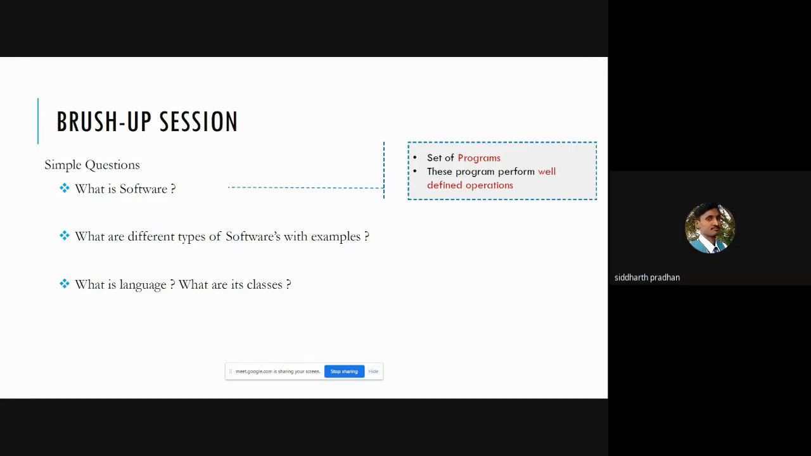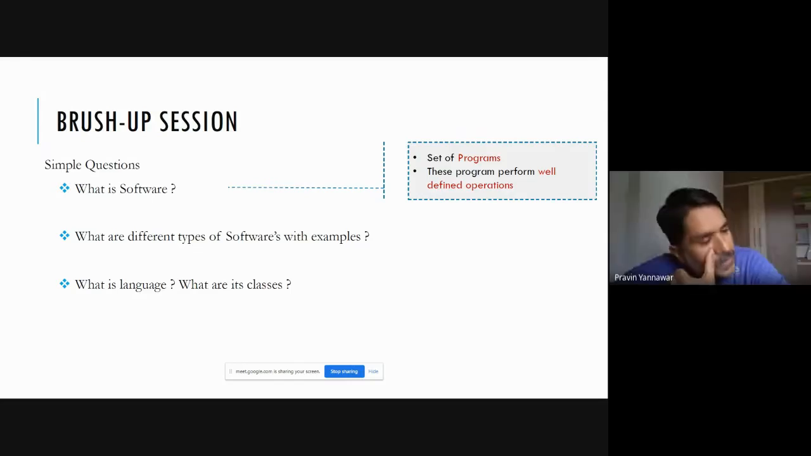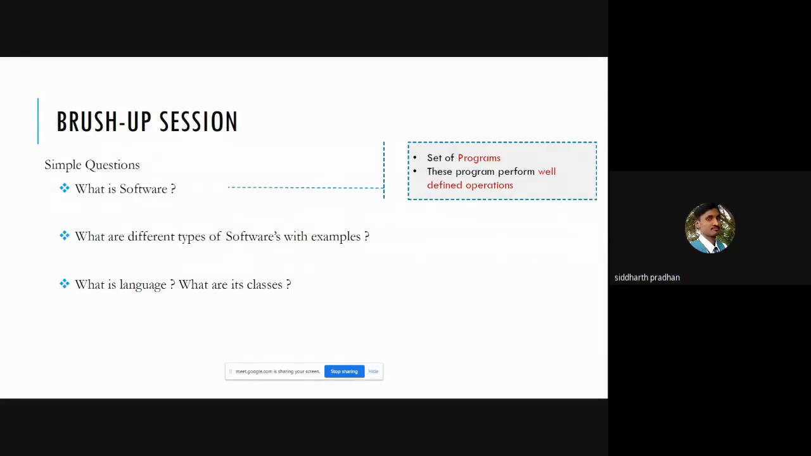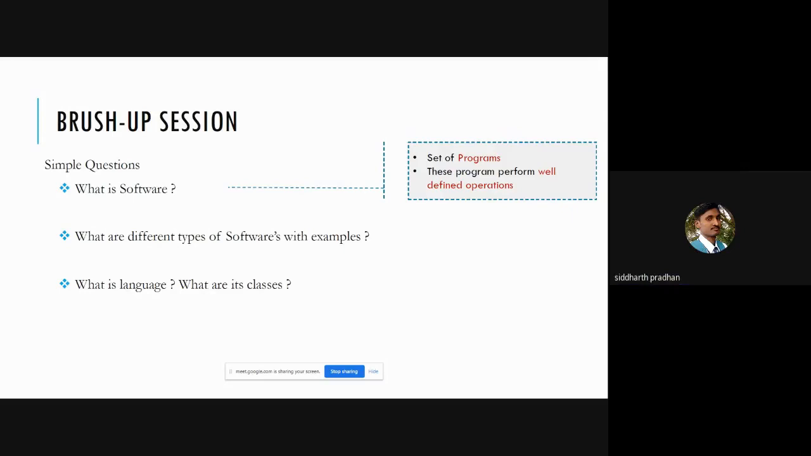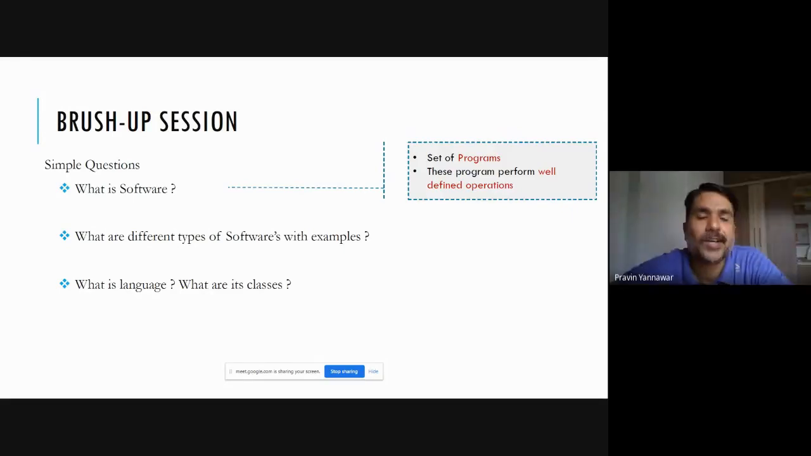System software and application software. Okay, what are the examples? System software is Windows, and application software is like Word. Okay, what is the difference between an application software and a system software? Let's try to understand.